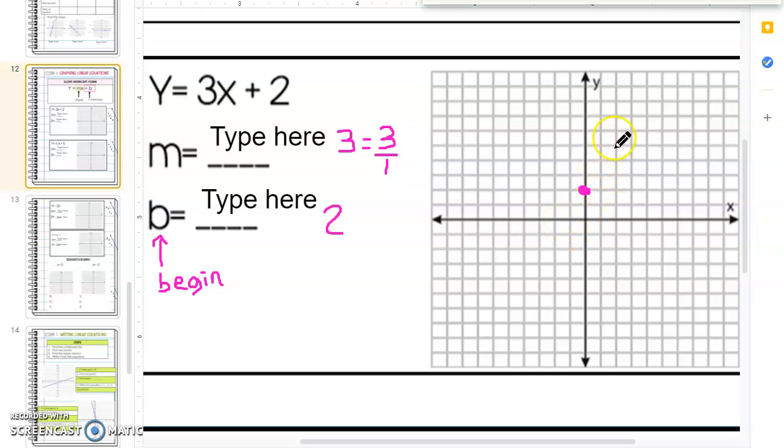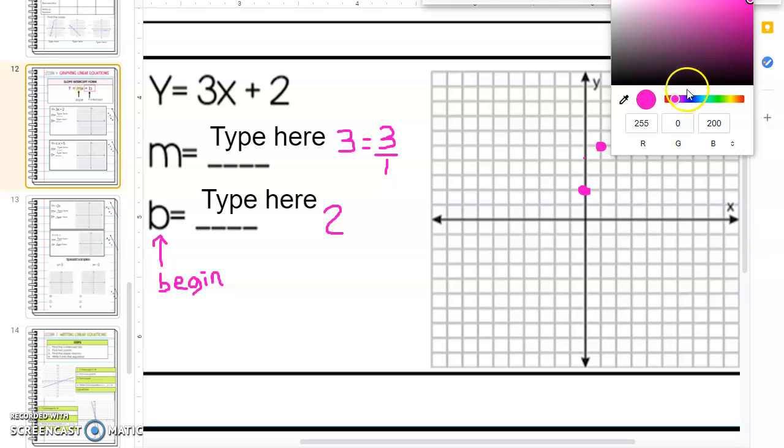All right, so now to find my next point, I have to use my slope. And my slope is 3 over 1. And it's positive, so when it's positive, that means my top number is going up. So from here, I'm going to go up 3, 1, 2, nope, sorry, let's count that again. 1, 2, 3, and now I have to go over 1, over 1. And that is my next point.